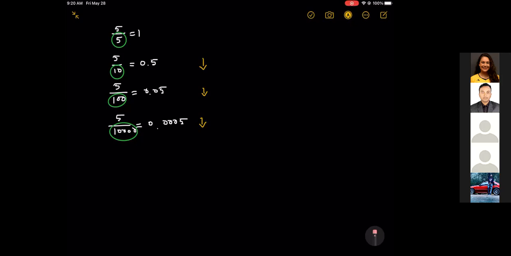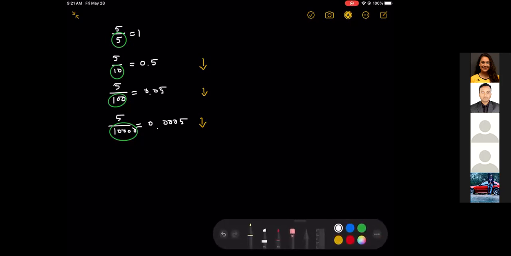the overall value will be getting slowly and slowly lower, will be going towards 0. Can you see that? Because it's really small, right?